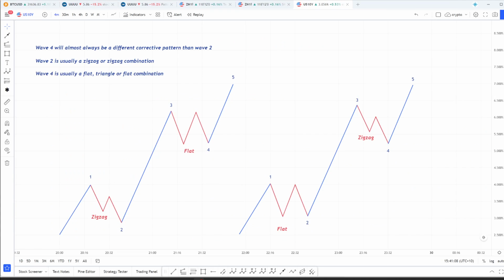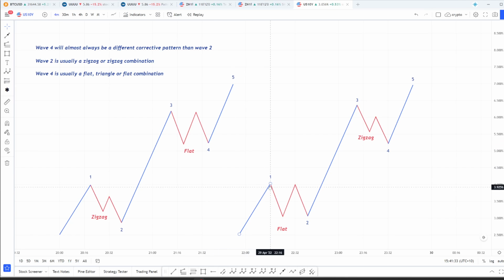Firstly, we start off with alternation. Wave 4 will almost always be a different corrective pattern than wave 2. Wave 2 is usually a zigzag or zigzag combination, and wave 4 is usually a flat, triangle, or flat combination. So the guideline tells us that when we look at an impulse, what we should expect more commonly is a zigzag in wave 2 and a flat in wave 4.